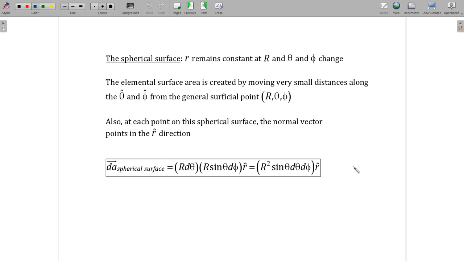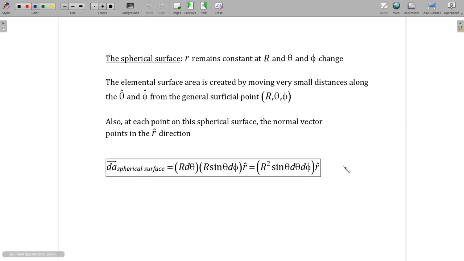Now the same discussion for the spherical top. To define this spherical surface I have kept r constant, so r is capital R, but theta and phi can change. Theta can only change between 0 and pi by 6, but phi can change between 0 and 2 pi. So to get a small patch, I need to move very small distances in the theta direction and in the phi direction, because I can't move in the r direction. As soon as I move in the r direction, I have left that surface.